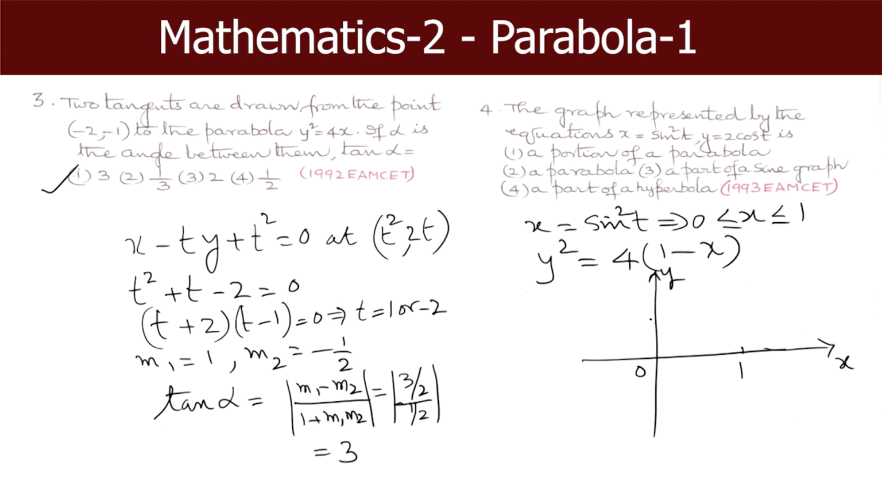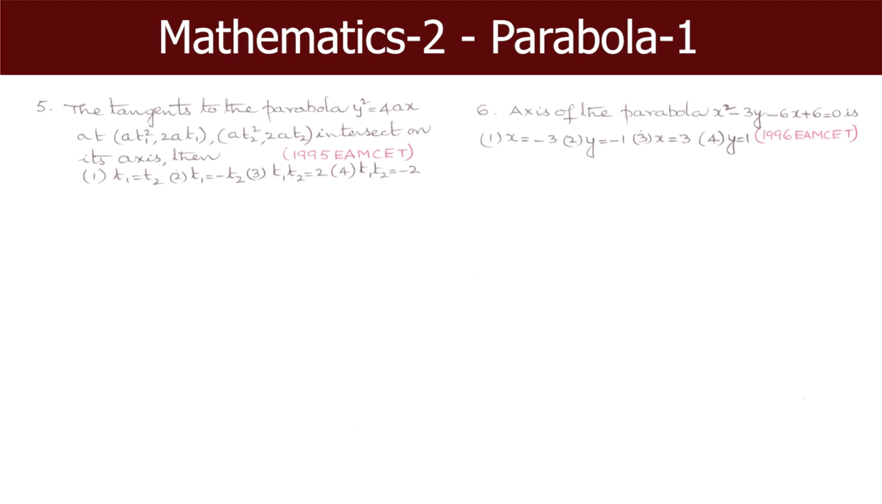When x = 0, y = +2 and -2. The graph is symmetric about the x axis because of the even power of y. When x = 1, y = 0. So the graph is like this. That's it. It cannot lie towards the left of the y axis. It's not the entire parabola y^2 = 4(1 - x). It's only a portion of the parabola which is restricted to lie between x = 0 and x = 1. Okay? And therefore, this is a portion of a parabola. First choice is correct. That's 93 EAPCET. First choice is the correct option.